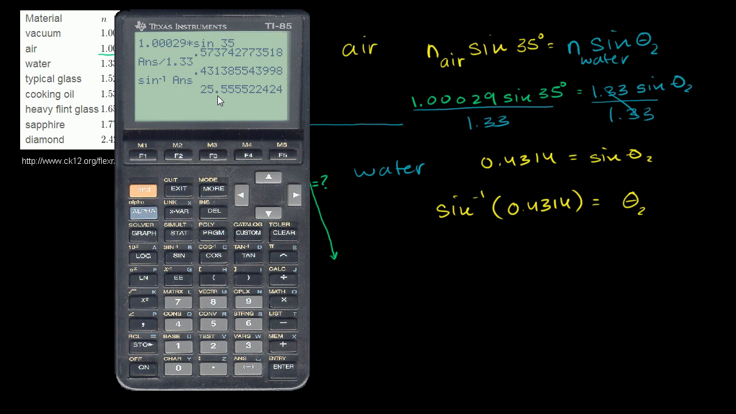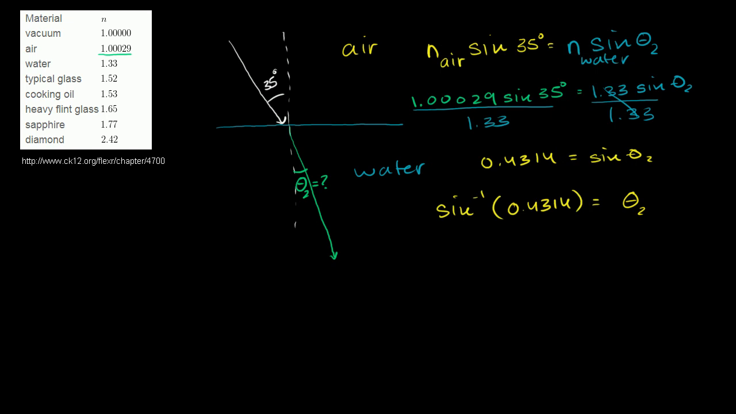And I get 25.55, or I'll round it, 25.6 degrees. So this theta 2 is approximately equal to 25.6 degrees. So Snell's law goes with our little car driving into the mud analogy. It's going to be a narrower angle. It's going to come inwards a little bit closer to vertical, and theta 2 is equal to 25.6 degrees.